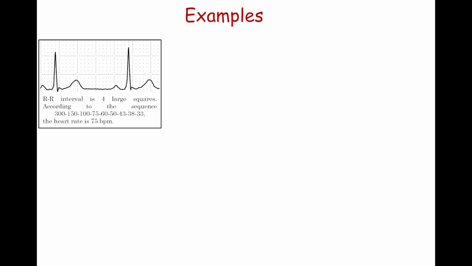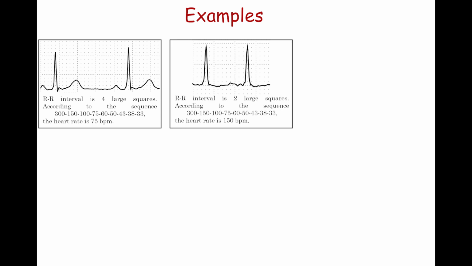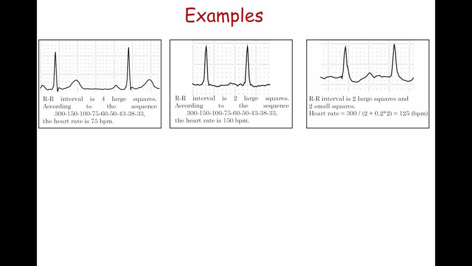The RR interval consists of 4 large squares. According to the sequence, the heart rate is 75 beats per minute. The RR interval is 2 large squares. According to the sequence, the heart rate is 150 beats per minute. The RR interval is 2 large squares and 2 small squares. The heart rate is calculated as shown.